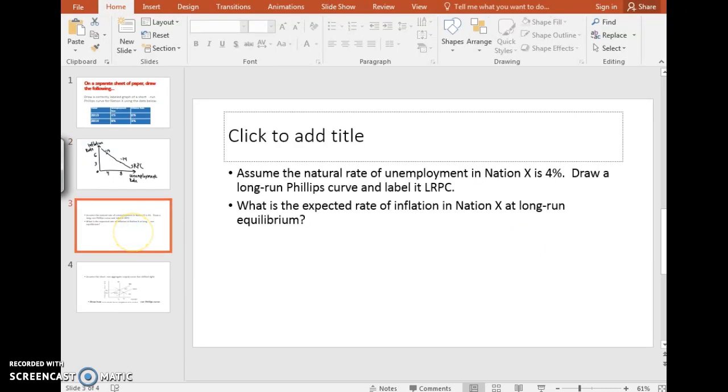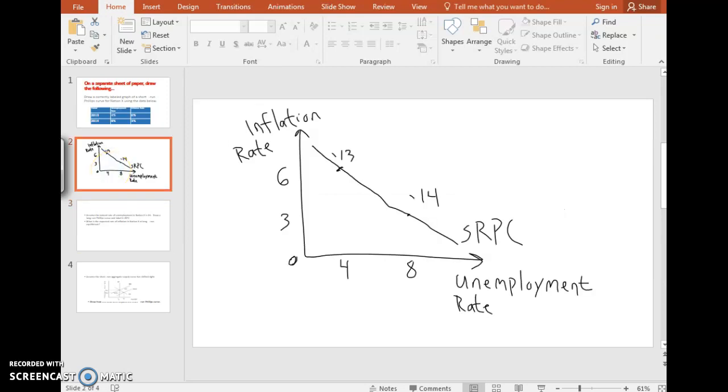Now we go to the next slide. It says, assume the natural rate of unemployment in nation X is 4%. Draw a long-run Phillips curve. That's easy. Okay, we know that the LRPC is always vertical, and it always hits the x-axis at the natural rate of unemployment, which is what it told us.